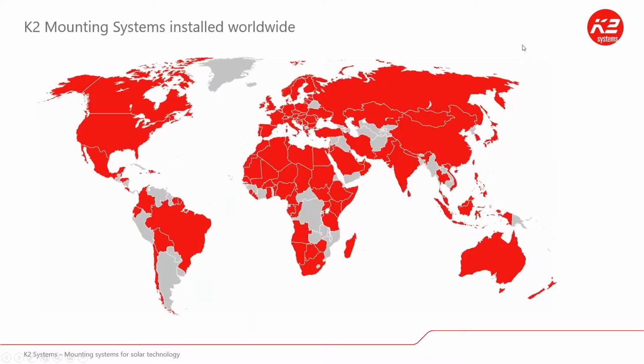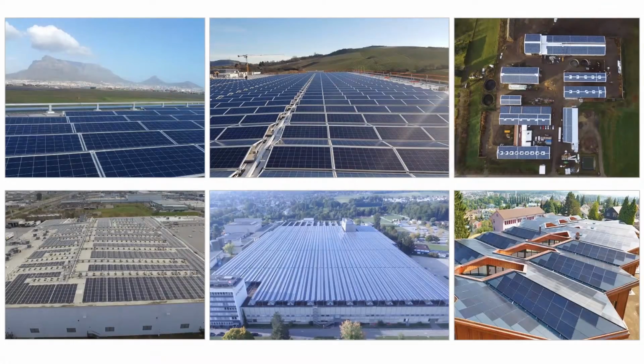Just to give a hint about how global we actually are, all of those countries marked in red are countries where our structures have been used before. It's more than 120, so quite a lot. And here are some reference pictures for you to see. I would now like to move on to the digitalization part.